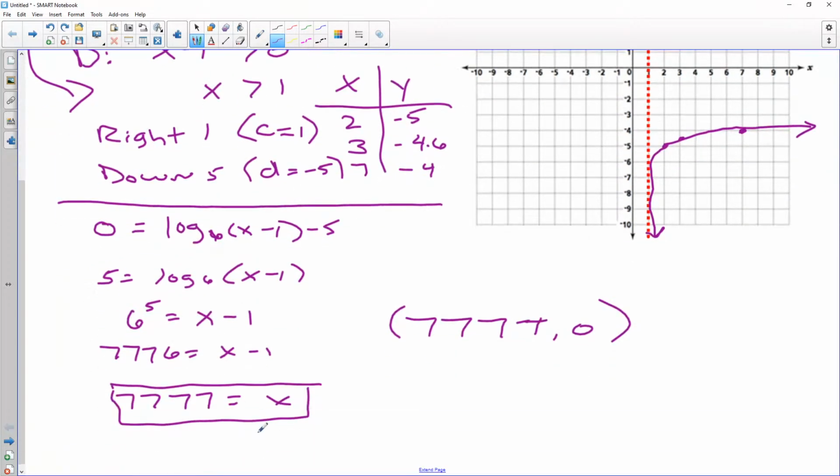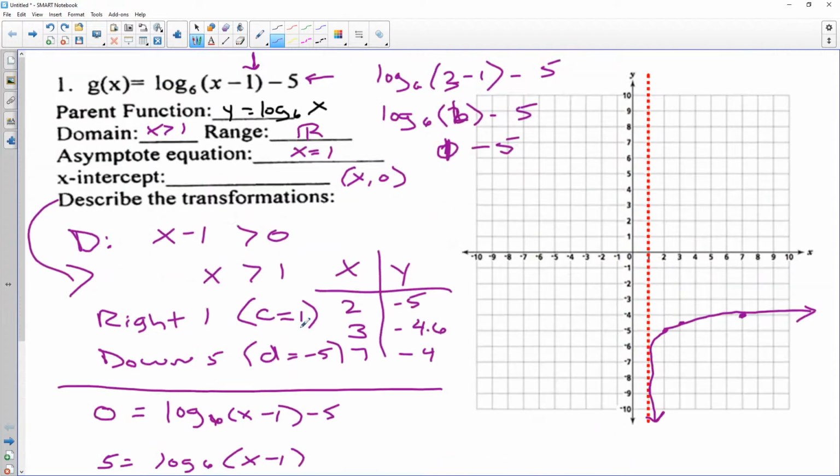The x-intercept, we just saw the calculation. And the transformations are based on what's happening with mostly your c and d values. The a and the b might cause a reflection or something to happen, but I don't believe you guys have any problems that will do that.